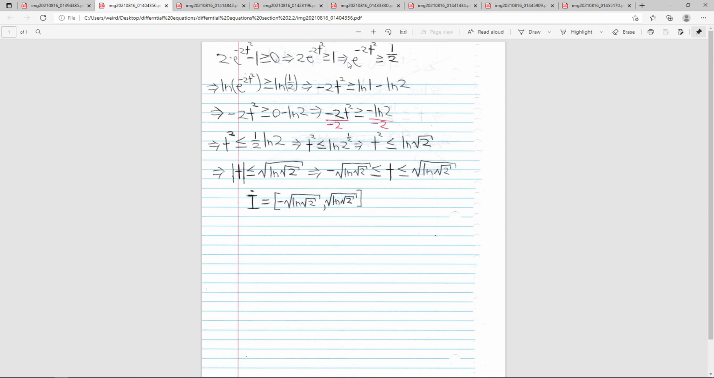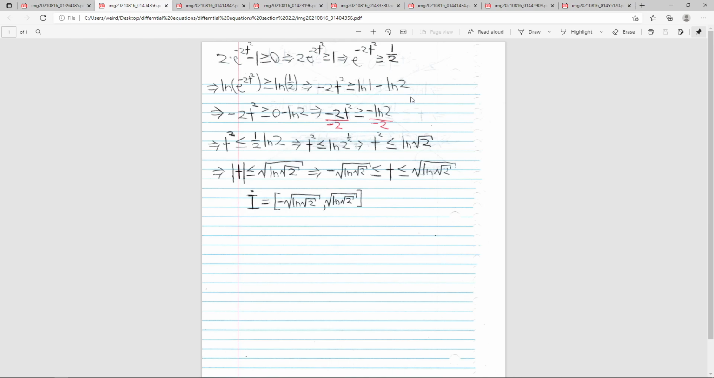So we solve for t when you have 2 times e to the negative 2t squared minus 1 greater than or equal to 0. Basically it becomes, we have to take natural log eventually, so it's natural log 1/2. So we get negative 2t squared greater than or equal to ln 1/2. Well, it becomes ln 1 minus ln 2.